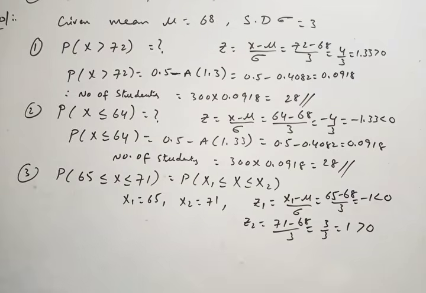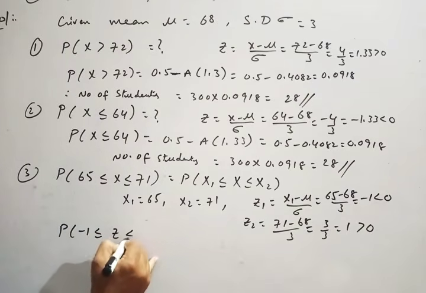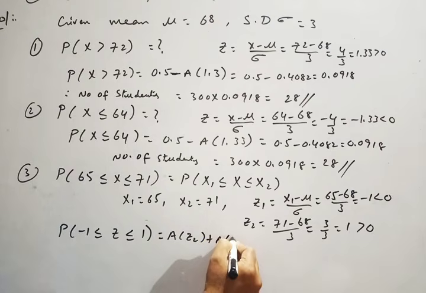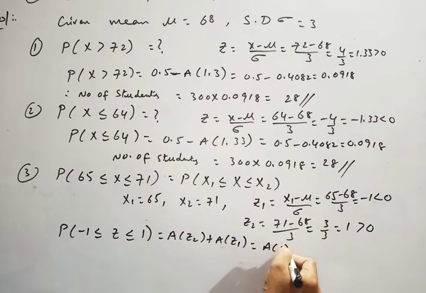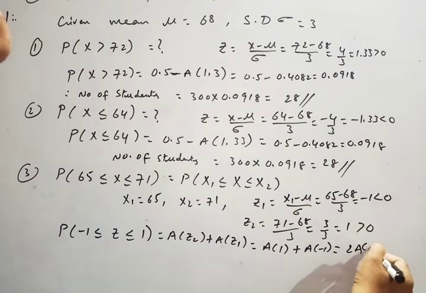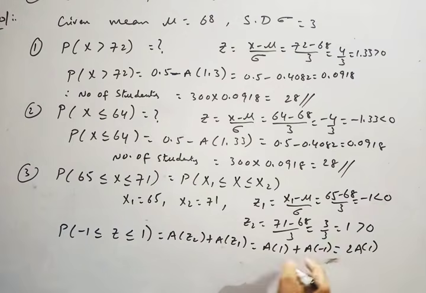So one is less than 0 and another one is greater than 0. So P of minus 1 less than or equal to Z less than or equal to 1 is equal to, what is the formula? Area of Z2 plus area of Z1. That means area of 1 plus area of minus 1. So minus 1 in the sense is 1 only. So this will give you 2 times area of 1. So 2 into the table value. Area of 1 is what? 0.3413.